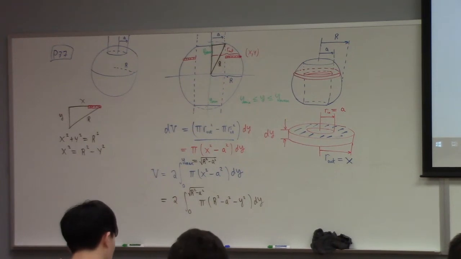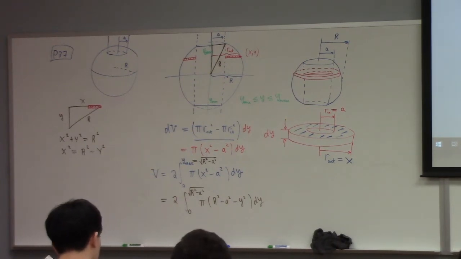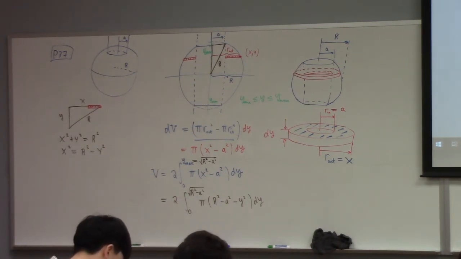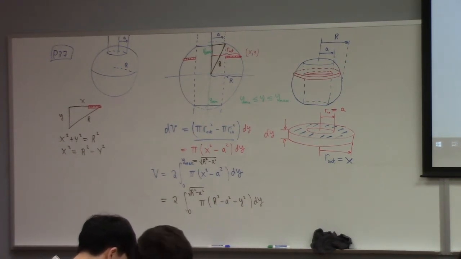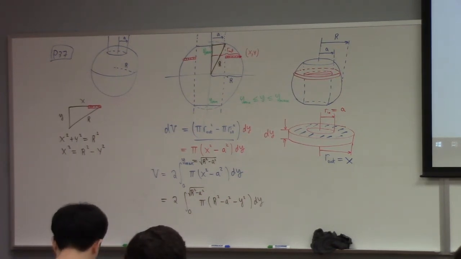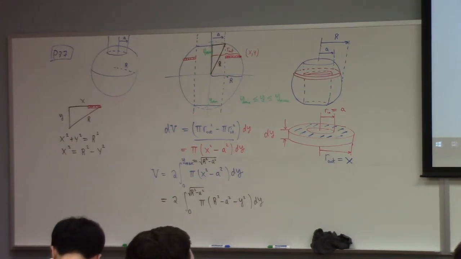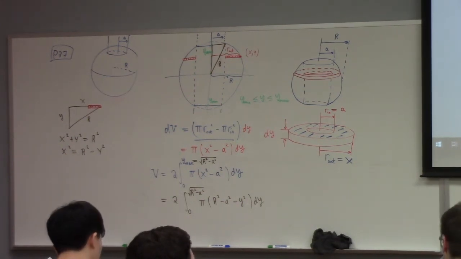Now, you guys picked washers. If it had been up to me, I'd have picked shells. And if you pick shells, I think you end up with something you need to do like a trig substitution on, if I remember right. Question? Let's go through the setup of shells for this problem.